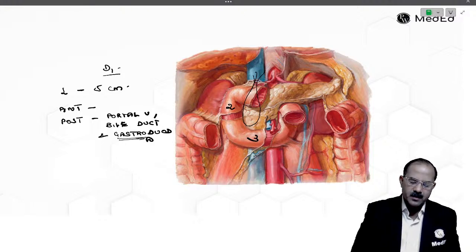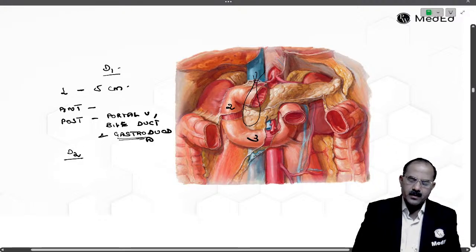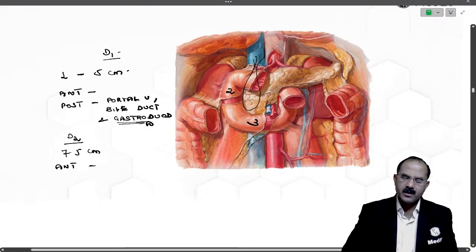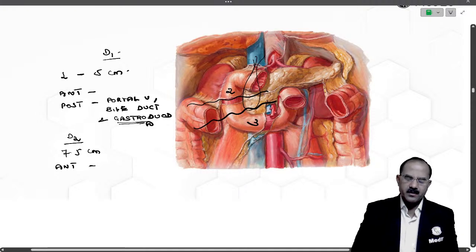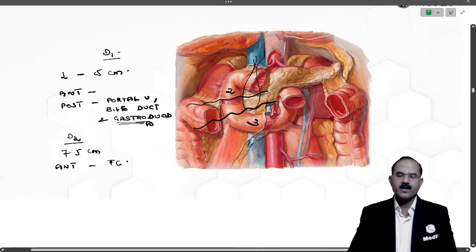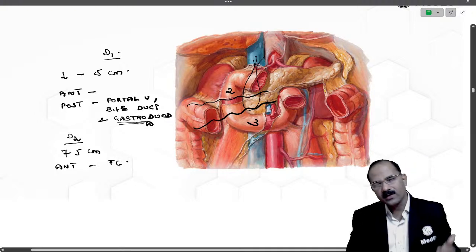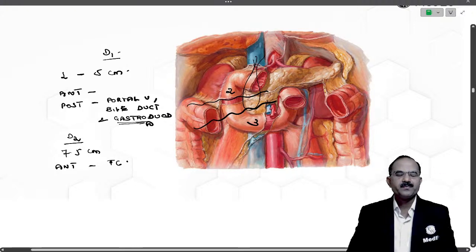Now coming to the second part of the duodenum. Second part length is 7.5 centimeters. Tell me, what is the anterior relation? Can anyone tell me? There's someone who's going to cross this. What is this structure? Who crosses the second part of the duodenum? That's the transverse colon and mesocolon. That crosses the second part of the duodenum.